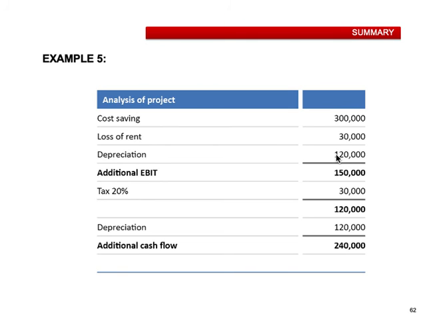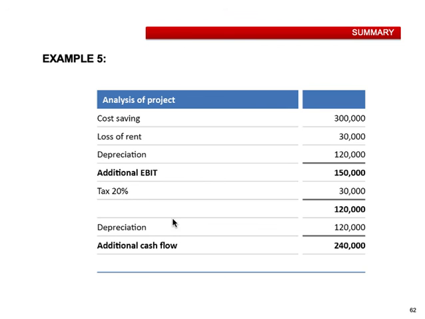Now, how do we get to 120,000? That is the machine cost price of 800,000 less the salvage value at the end of year 5, which gives us 600,000, divided by 5 years, which in other words gives us a depreciation expense per year of 120,000. The additional EBIT is 150,000, which is 300 less 30 less 120. We pay taxes over the EBIT of 30,000, so 120,000 is called the NOPLAT, net operating profit less adjusted tax.